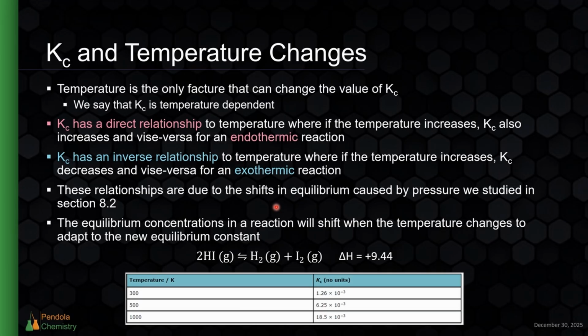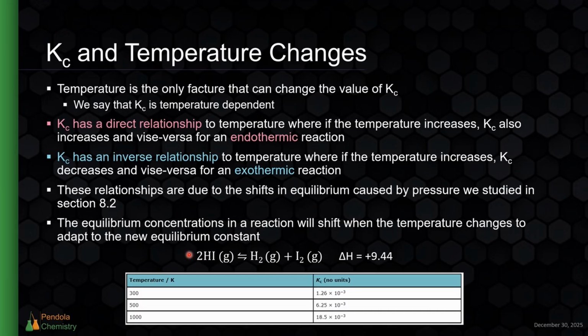These relationships are essentially due to the same shifts that we studied in Le Chatelier's principle in section 2. They're going to cause those shifts in equilibrium. Why? If we have the equilibrium expression and we change the temperature, then Kc changes, and the concentrations of the reactants and products at equilibrium need to shift to match the new Kc. The equilibrium concentrations in a reaction are going to shift so that they adapt to the new equilibrium constant.